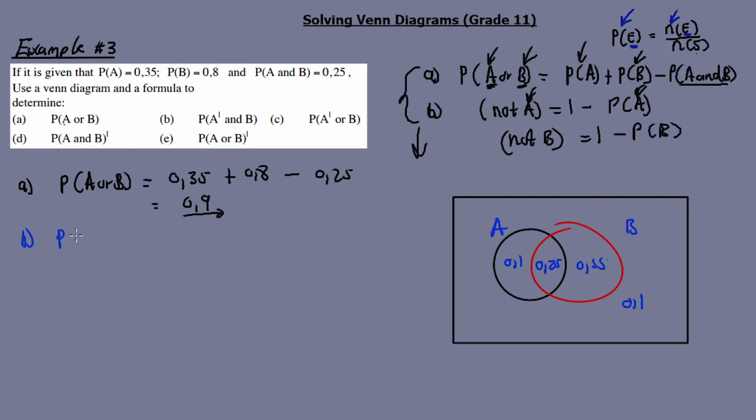B, the probability of not A and B, and its intersection. So not A, now not A here, and B, now B, this is B. So it is the intersection, so we answer it here, where there are two marks. That's our answer.